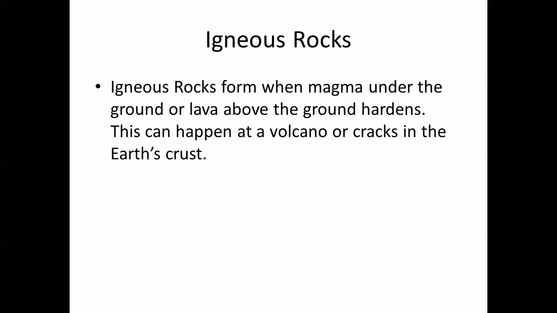Igneous rocks form when magma, which is under the ground, or lava above the ground, hardens and cools and becomes a solid. This can happen when a volcano erupts. It can happen in different cracks in the Earth's crust, and it can also happen inside the Earth, when magma is cooling inside the Earth and turning into a solid rock, and that would be considered an igneous rock.